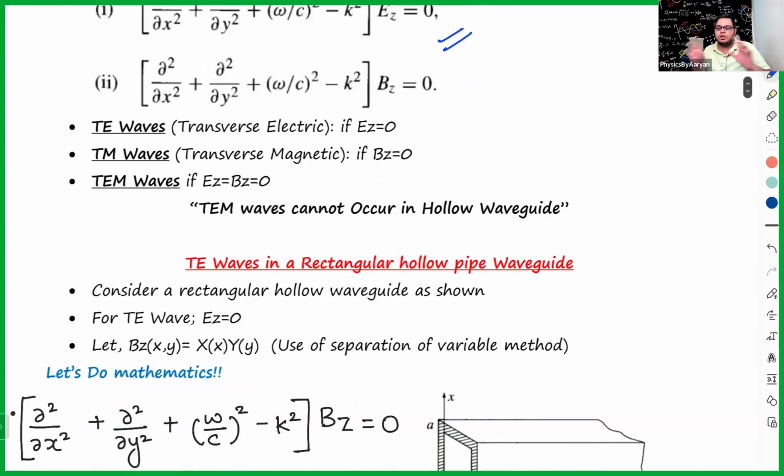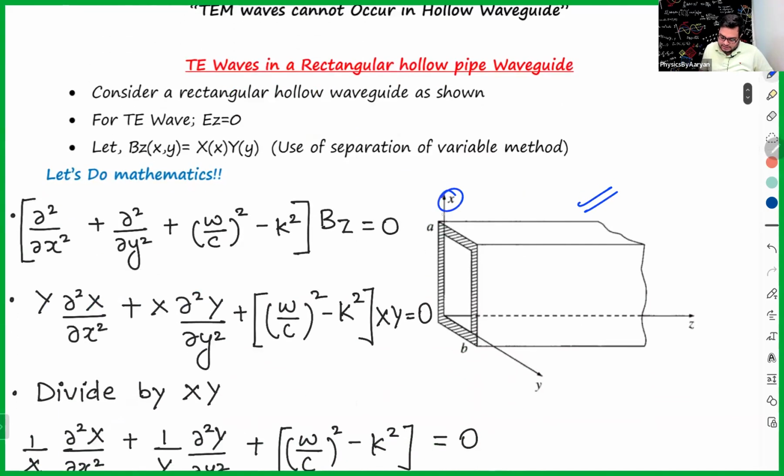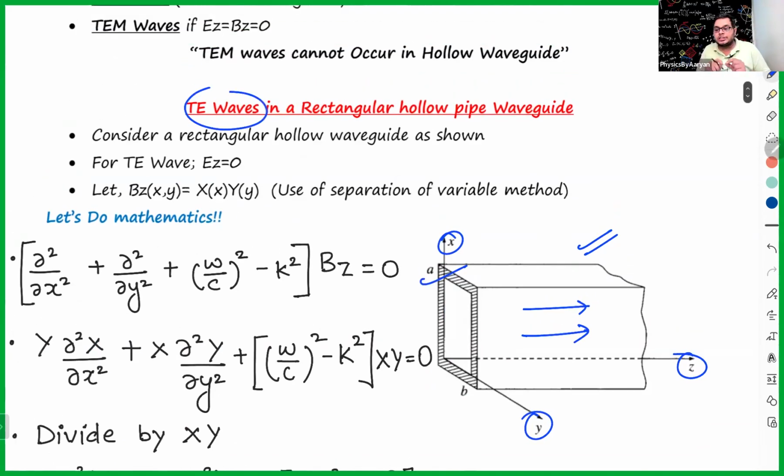So now we have a rectangular pipe. So I can show you this rectangular pipe. This is our x-axis, this is our y-axis, and this is our z-axis. The wave is going along z-axis. The dimension along x-axis is A, and the dimension along y-axis is B. So you can say length is A and breadth is B. Okay. So we are solving for TE waves. TE waves means transverse electric. So if electric field is transverse, then its Z component will be 0, or you can say the longitudinal component will be 0.